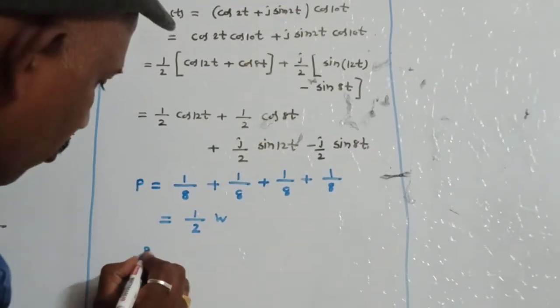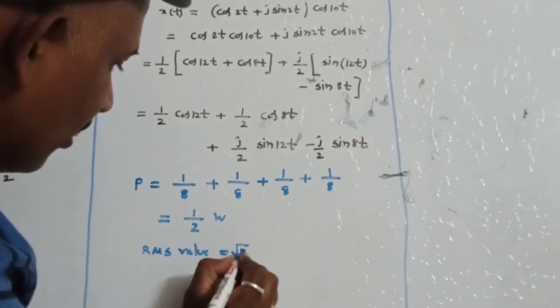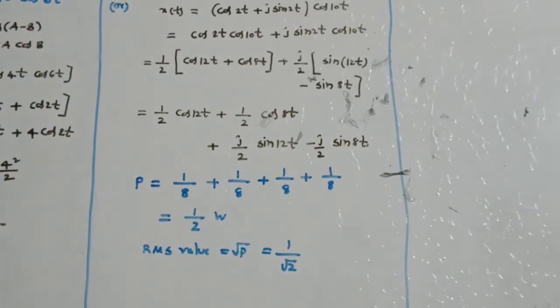So RMS value, you can find the RMS value. The RMS value is the square root of power, which is nothing but 1 by root 2. So in this way also we can solve the same problem.